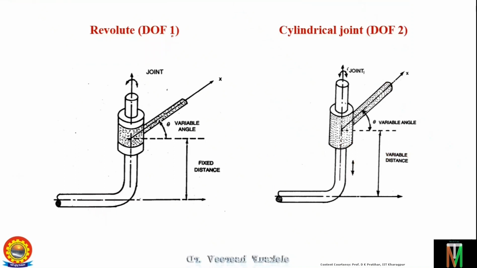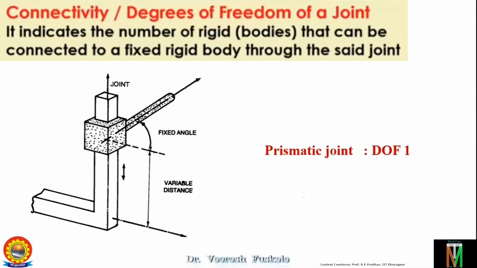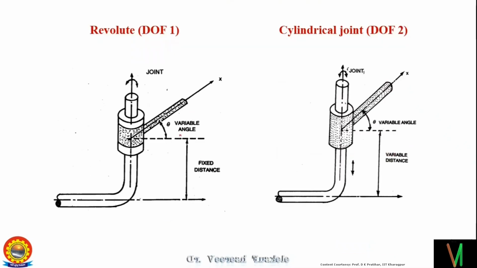Next we have the revolute joint. You can see it is cylindrical in nature. In the previous case, the angle was fixed and the distance was variable. But here the distance is fixed and the angle is variable. So this can twist around this axis, this vertical axis. About this vertical axis, this output link can change this angle. So this is the revolute joint.